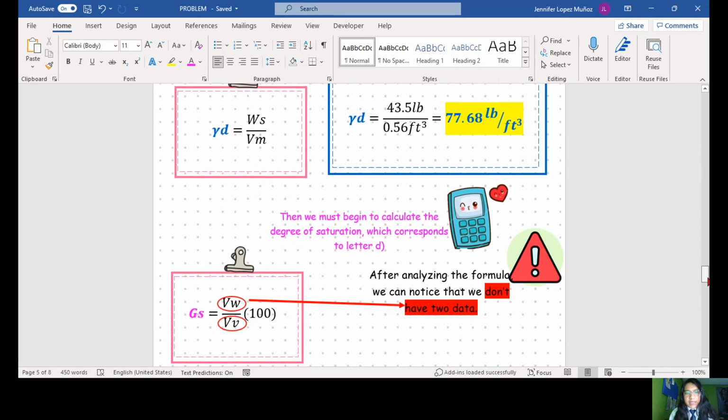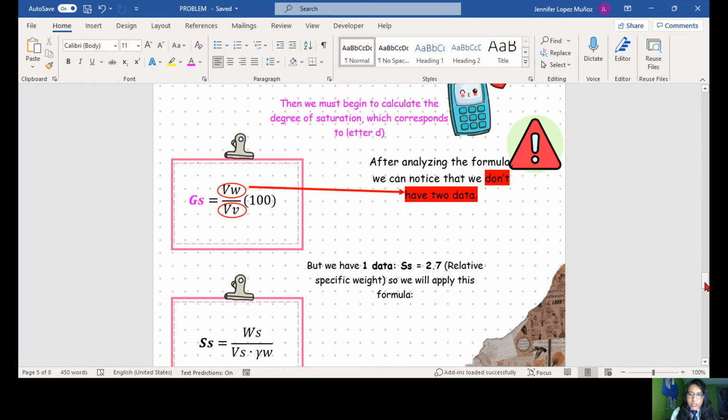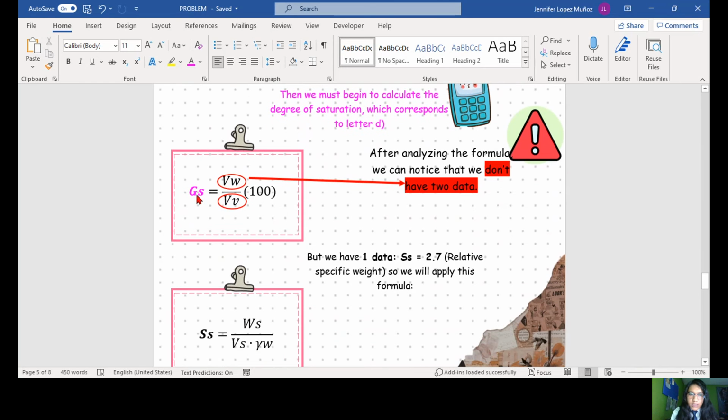We will apply this formula corresponding to the degree of saturation. The degree of saturation is equal to the water volume divided by the void volume, then, I'm sorry, times 100.